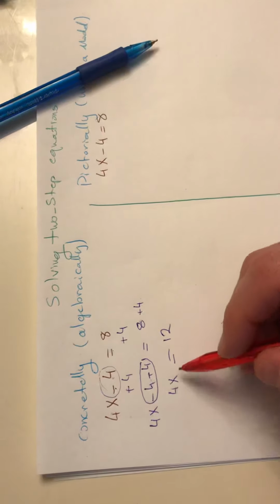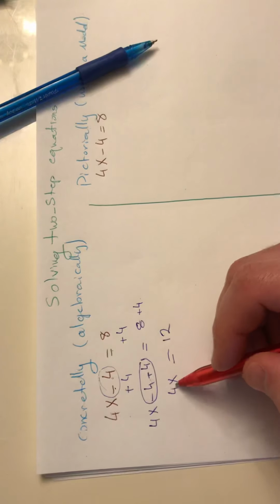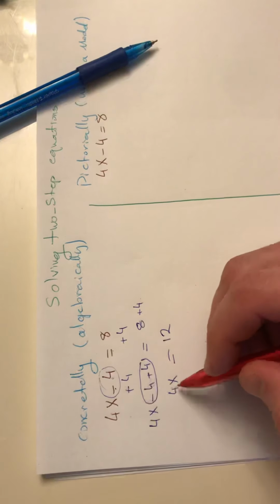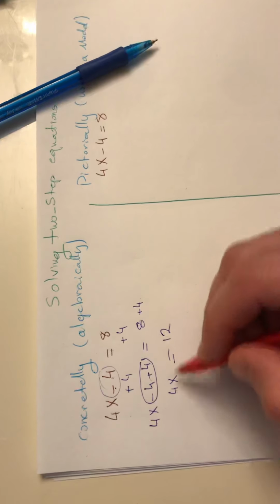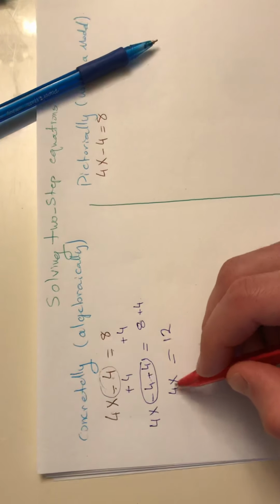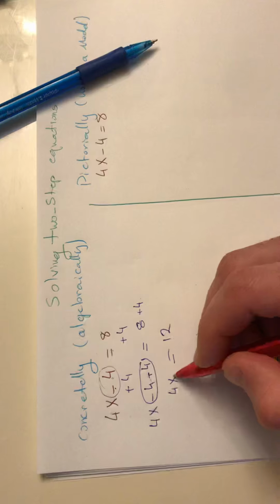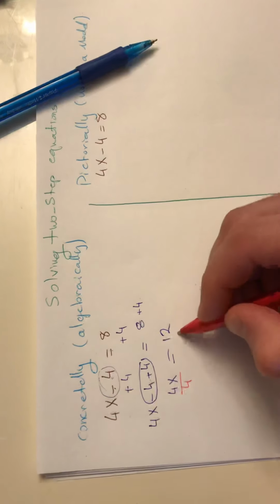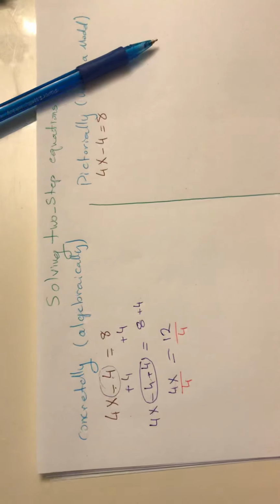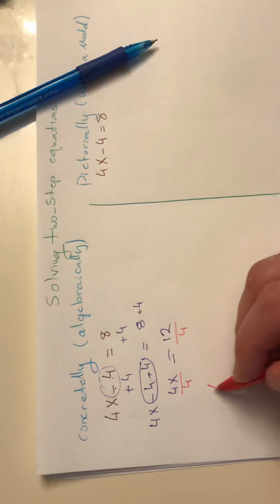The second step is that we don't want 4 x's, we want only 1 x. So to get to that, we divide by 4 because we have 4x. If we don't have anything in between the number and the variable, the default operation is multiplication. So that's 4 multiplied by x. To get rid of a multiplication, we divide. So we divide both sides by 4, and we end up with x.